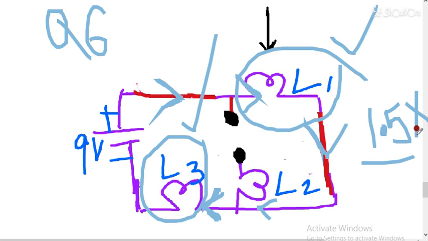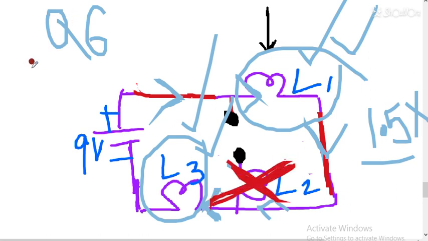So I hope the question is clear. In question number 6, light L1 and light L3 will glow only. Light L2, that is this one, will not glow. L2 light will not glow in question number 6.